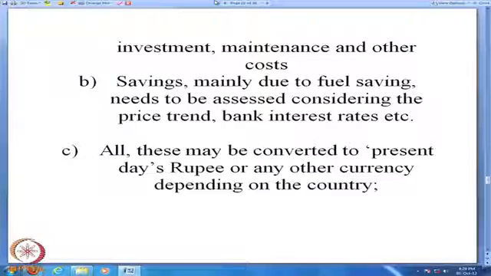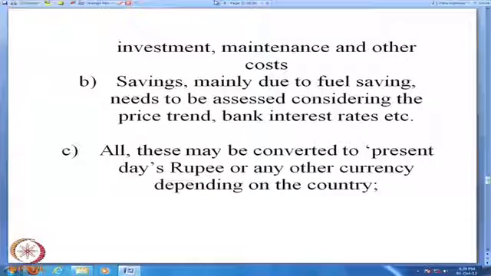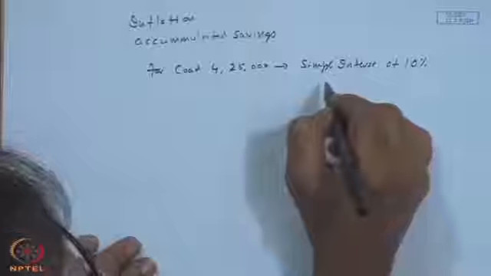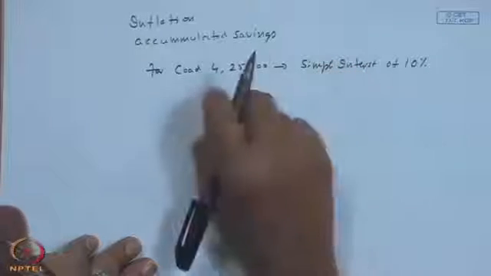That means there are certain costs associated with running of the solar energy system, and savings mainly due to fuel savings need to be assessed considering the price trend, bank interest rates, etc. All these may be converted to present day rupees or any other currency depending on the country. In other words, if you are going to save 10,000 rupees in the 10th year, 22,000 rupees in the 11th year, etc., what is the equivalence of today?